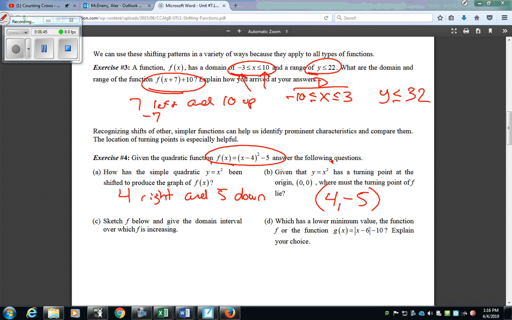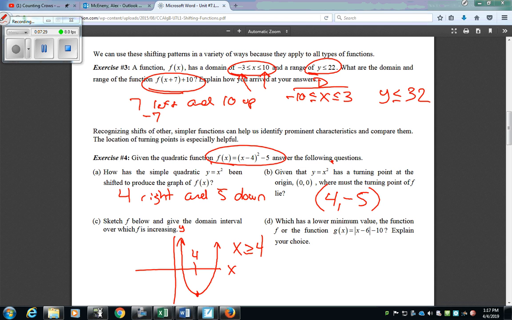So for C, they want us to do a sketch of f. If I'm just going to do a sketch, I'm just going to draw in a grid. We got our x and y axis. And they want us to figure out when the function is increasing. So I know it's 4, -5 for the turning point. If I put that point and then draw the quadratic from there, I know it's going upwards. In this case, my x value is 4. So I know that the graph is going to be increasing when I have a value greater than 4. So I can say x is greater than or equal to 4 in this case.